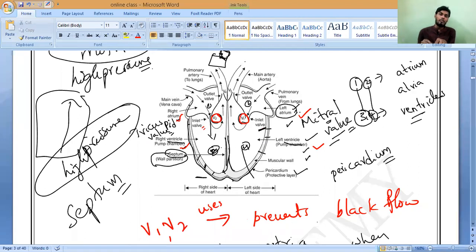This is the main one which will carry the blood throughout the body. What is that called? Aorta. AORTA. Understand? Actually the O is silent here. We can call it aorta. So this is the main artery.